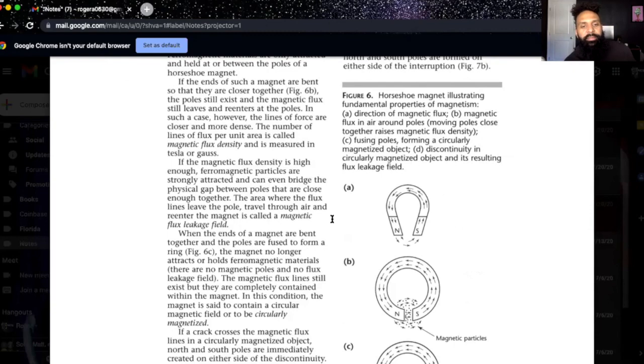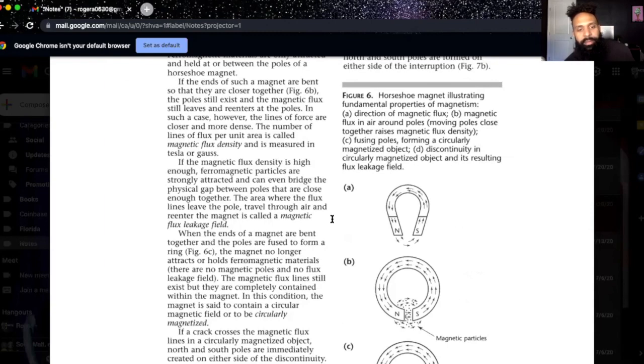If the magnetic flux density is high enough, ferromagnetic particles are strongly attracted and can even bridge the physical gap between the poles that are close enough together. The area where the flux lines leave the pole, travel through air, and re-enter the magnet is called a magnetic flux leakage field.